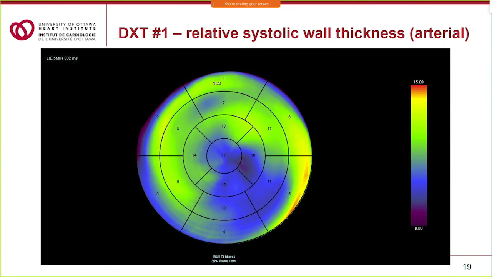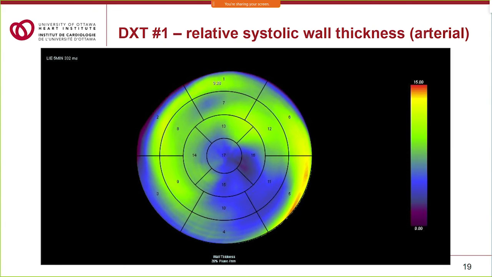So when we look at the same patient again and we look at a polar plot of relative wall thickness, for those of you who may not be familiar with a polar plot, it's simply a way of mapping all the LV segments in a convenient way. So we look at these 3 segments. This is the anterior wall, basal, mid, distal. Here we've got the lateral wall, basal, mid, distal, inferior wall, septum.